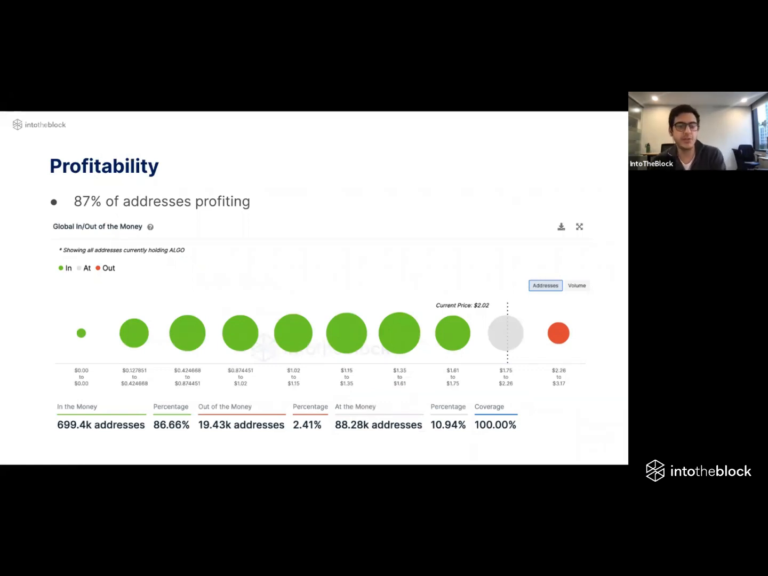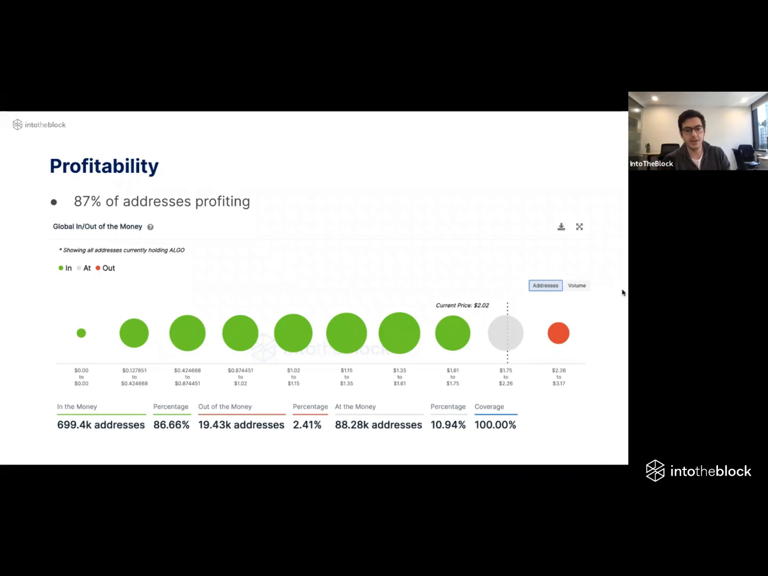One of the cool indicators that we have models for adding to the block is that we classify the addresses based on their profitability. So we borrow from options terminology and classify these addresses as in or out of the money. For those of you that might not be so familiar with the indicator, we essentially look at the average cost at which they receive these algo tokens and put them into clusters. So you can also show the concentration of these. And if their average cost is below the current price, they're classified as in the money. And if their average price is above, they're classified as out of the money.